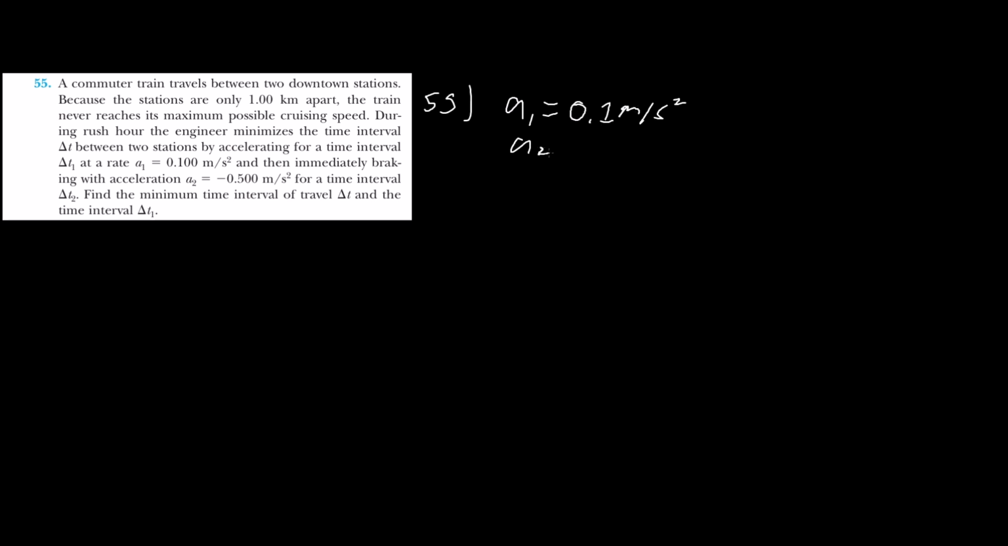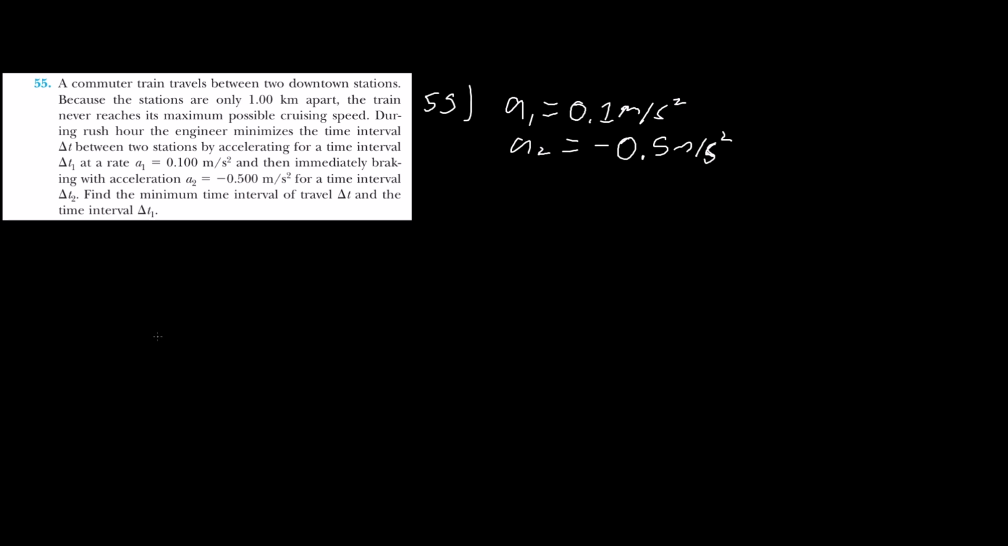And then it's going to decelerate, as we call it. We don't really like to use that word, but it implies that you have acceleration with a negative value, or going in the opposite direction of its velocity. In other words, slowing down for a time interval of delta t2. Find the minimum time interval of travel, the time interval delta t.